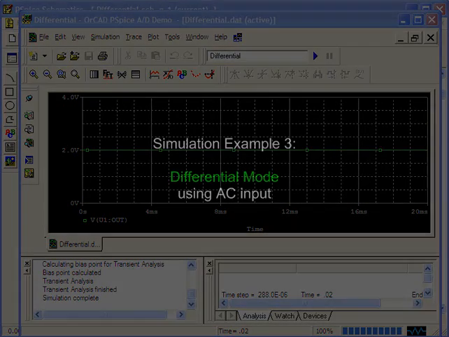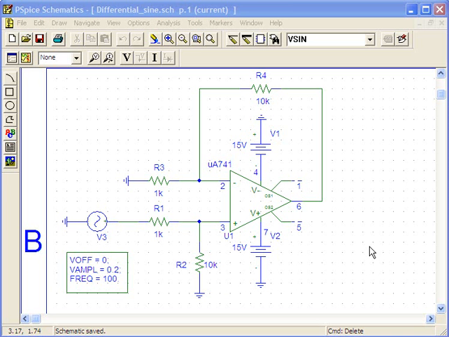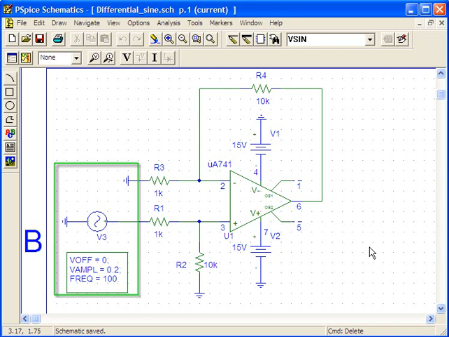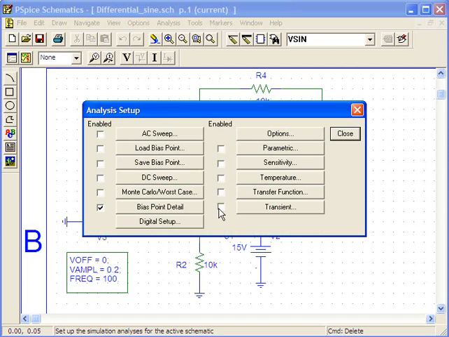The last example is another example of the differential mode, but instead of the DC signals, a sine wave will be used for one of the inputs, while keeping the rest of the circuit the same as the previous examples. The input signal from the positive pin is designed as a sine wave, with the parameters shown here, and the other input is grounded. So this is a differential mode.